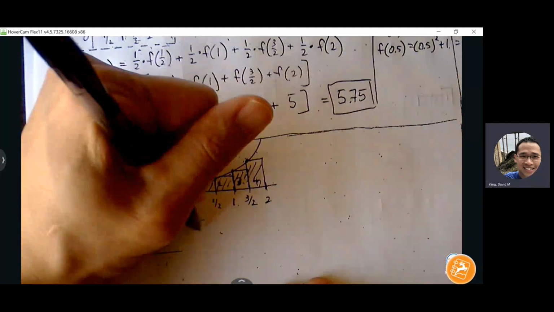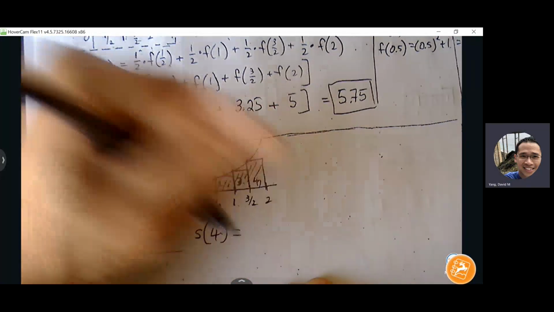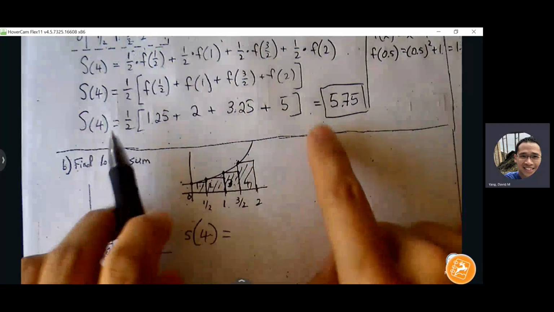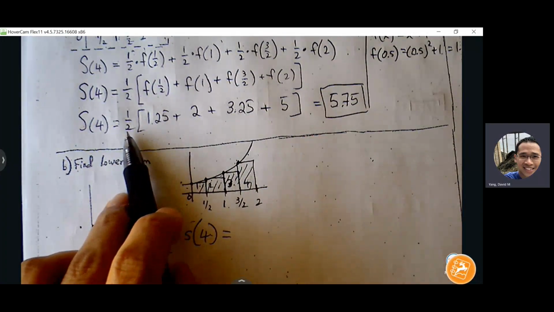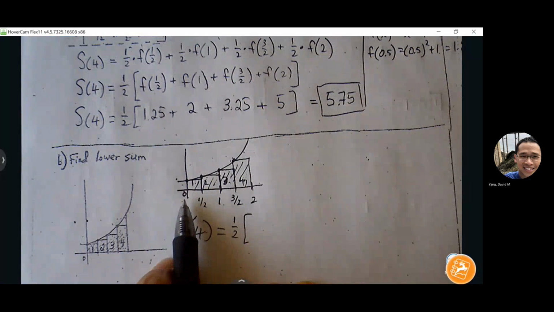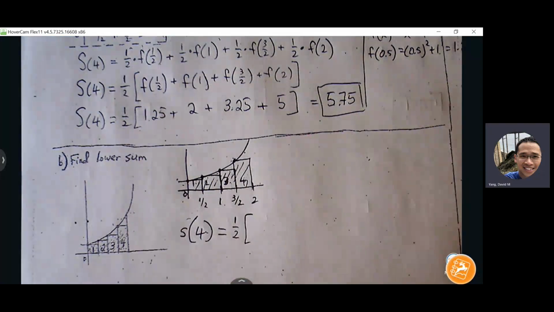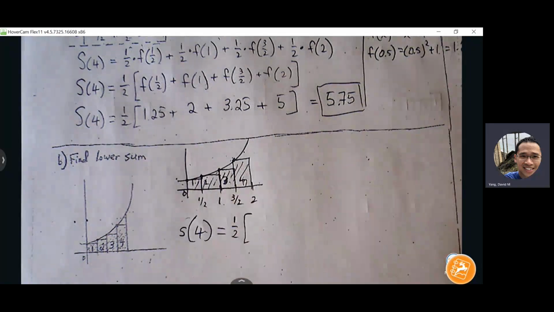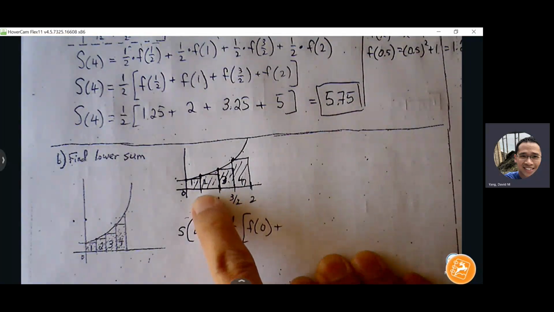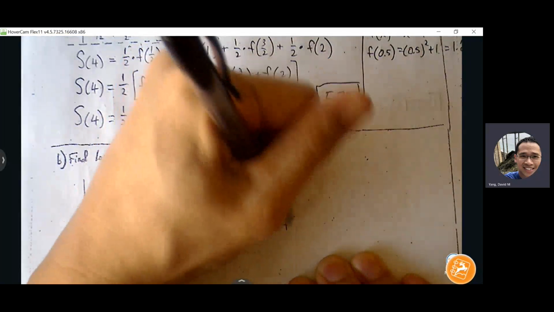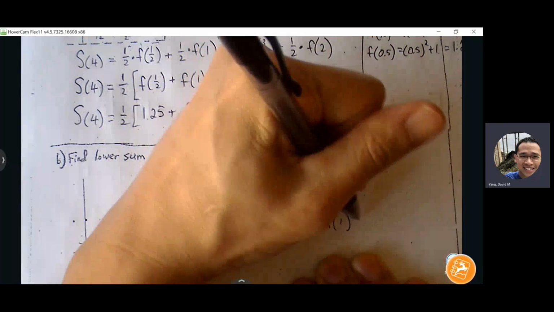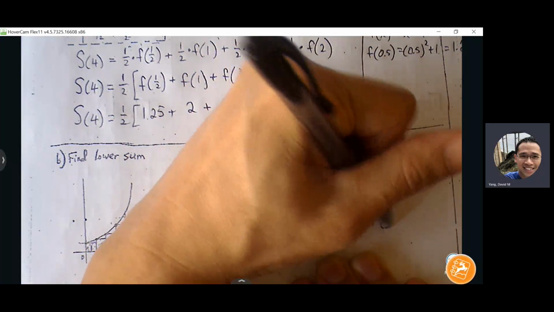Okay. So I'm going to use lowercase s of 4 to represent that this is going to be an under approximation. Same idea here. The width of every rectangle is also going to be what? 1/2. I could just factor that out. My first rectangle is f of 0, because we're choosing the left endpoint of each subinterval, right? Second rectangle, we're going to use f of 1/2 to represent the height. Third rectangle, we'll use f of 1. Fourth rectangle, we'll use f of 3/2.